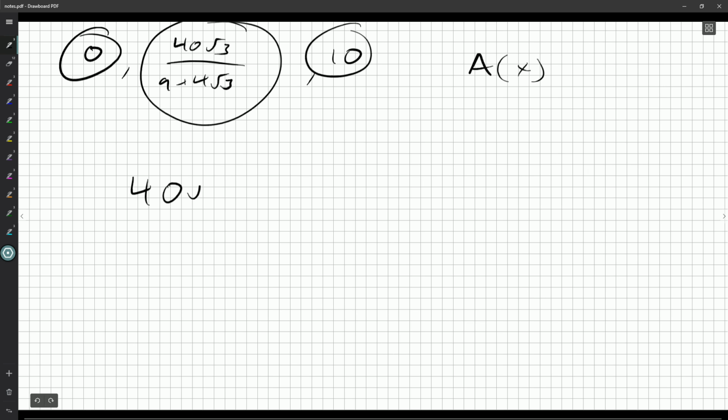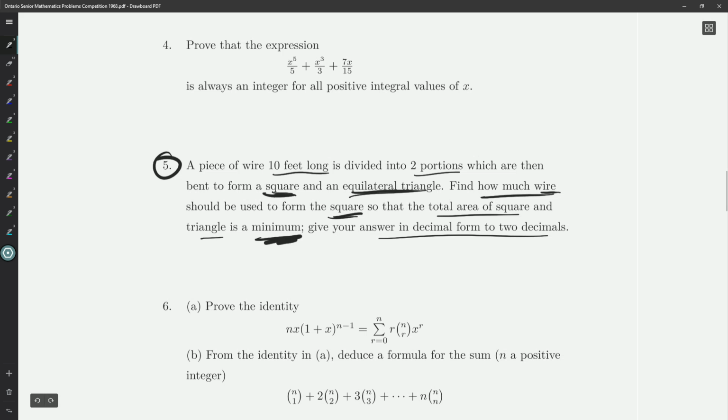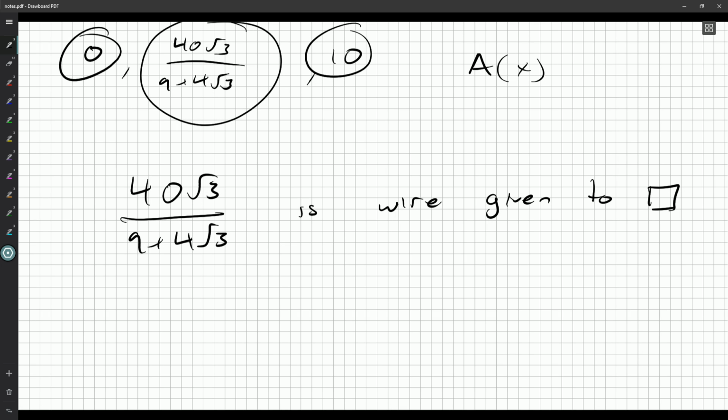Okay, so there we go. I want 40 root 3 over 9 plus 4 root 3 is the wire given to the square. But here's where it's a little tricky. They said give your answer in decimal form to 2 decimals. Uh-oh. We don't get a calculator, so what are we to do? Well, I suppose we had better figure things out. Now, I'm confident you could probably say square root of 3 is 1.73. It's 2 after that, isn't it?